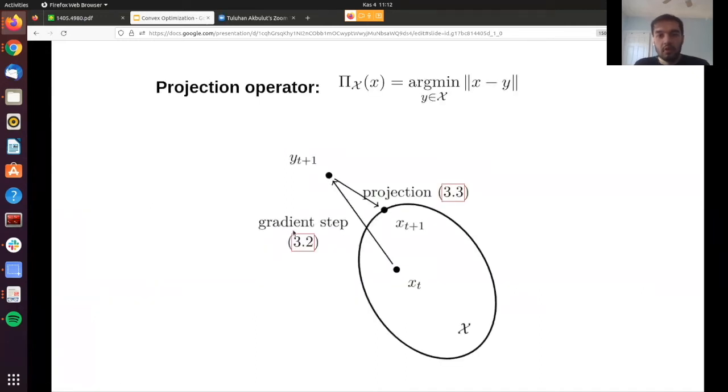Now we will talk about the projection operator. If we do gradient descent normally, when we take a step from x_t, we may end up at y_{t+1}, but this can be out of our convex set. We cannot do that, so we are operating in our convex set. That's where the function is defined, or where we can evaluate. So we need to return back to our convex set, and that's why we define a projection operator, which finds the point on the convex set which is closest to y. So we are minimizing the norm here.